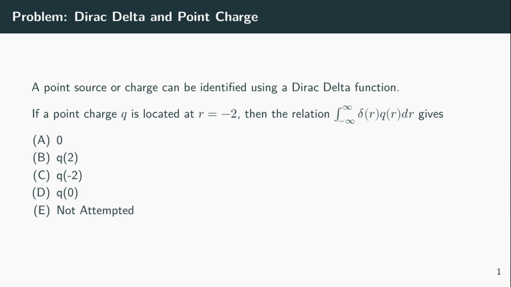If we have a point charge, let's call its value q, located at the position r equals -2, what value do we get from evaluating this integral? The integral is from -infinity to infinity of delta(r) times q(r) dr. And we have a few options: A) 0, B) q evaluated at 2, C) q evaluated at -2, D) q evaluated at 0, or E) not attempted.